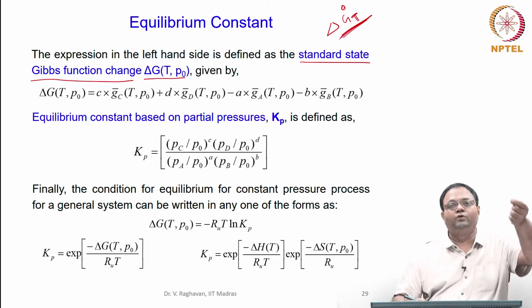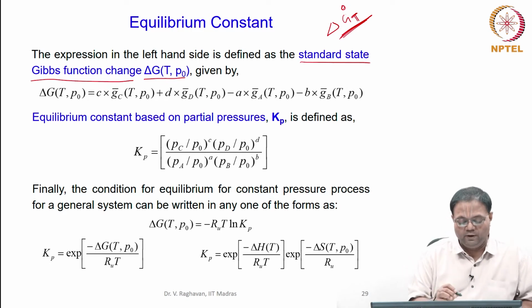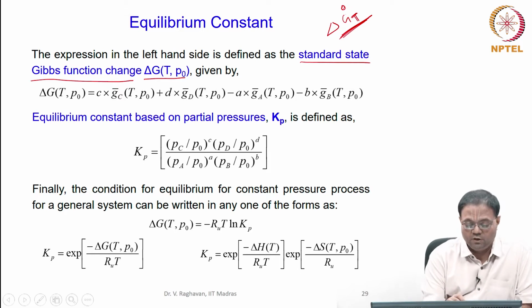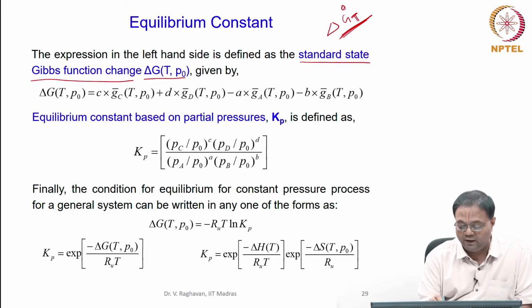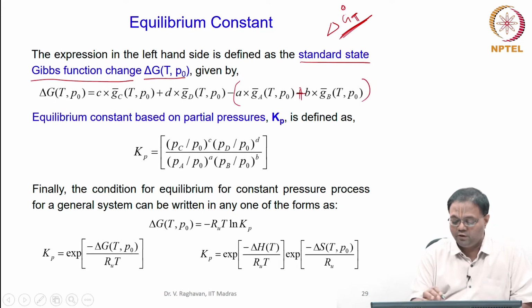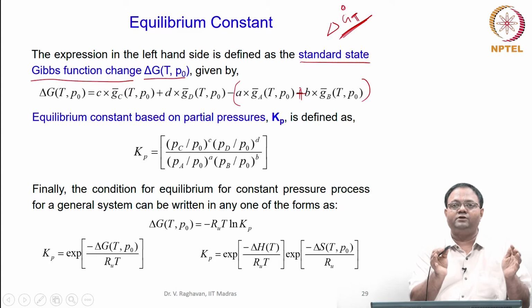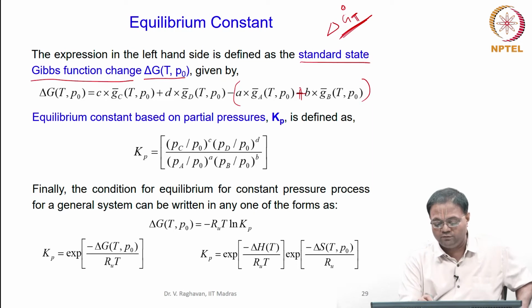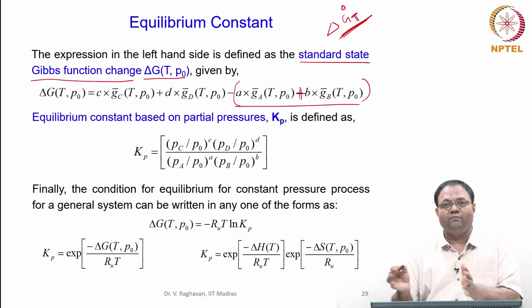I have just written delta G at T comma P naught; you can also write delta G superscript 0 subscript T, that will be equal to, now group the products, the Gibbs energy of the products: c, the stoichiometric coefficient, times G_C of T comma P naught, plus d, the stoichiometric coefficient of D, times G_D of T comma P naught, then minus the same for the reactant side. So, all the product Gibbs free energies multiplied by stoichiometric coefficients should be added, and the sum for the reactants should be subtracted.